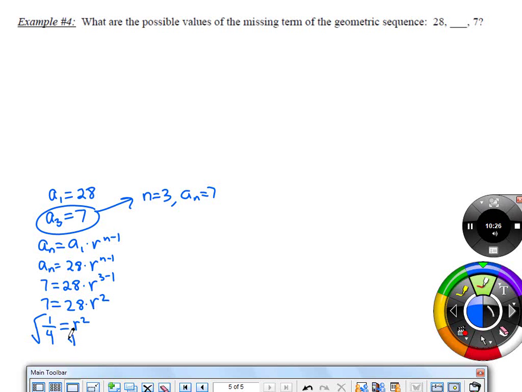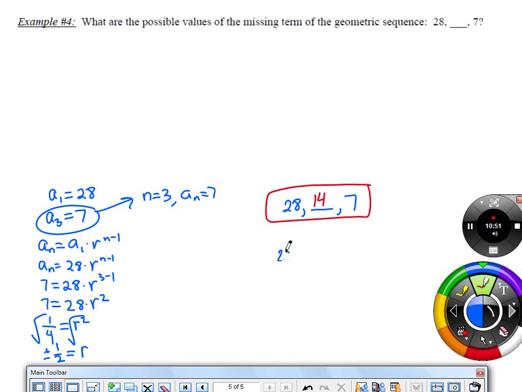In this case, I'm going to square root both sides and get that r is equal to positive or negative 1/2. So there's actually two options here. One option is the ratio is positive 1/2. In that case, 28 times 1/2 is 14, and then 14 times 1/2 is 7. This portion of the sequence would look like this.